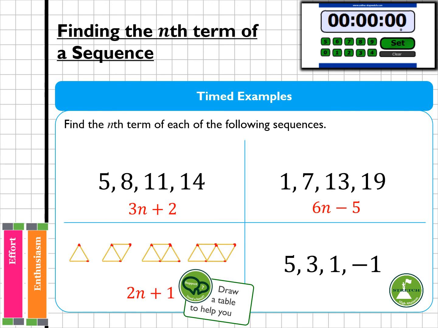This final one is a bit different because it's going down. It's going down in 2, so I need to write minus 2n. And then to get from the minus 2 to the 5, I add 7. So that one is minus 2n plus 7.